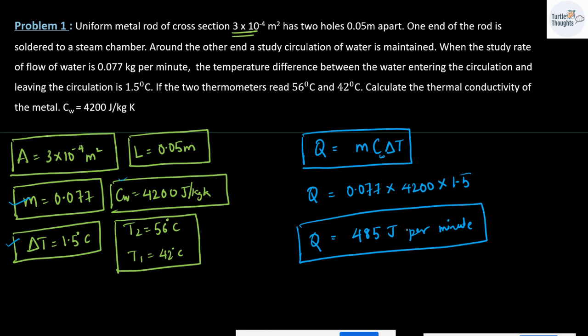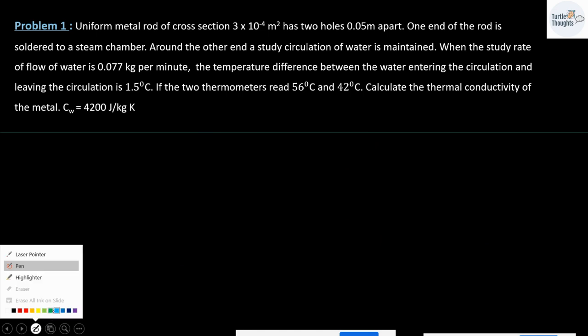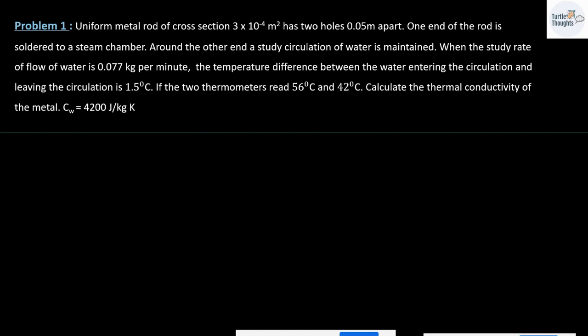Q I have got as the heat is 485.1 joule per minute. Now I can write the formula for conductivity, which is given by K is going to be Q multiplied by L divided by A multiplied by T2 minus T1 multiplied by T, which is your time.